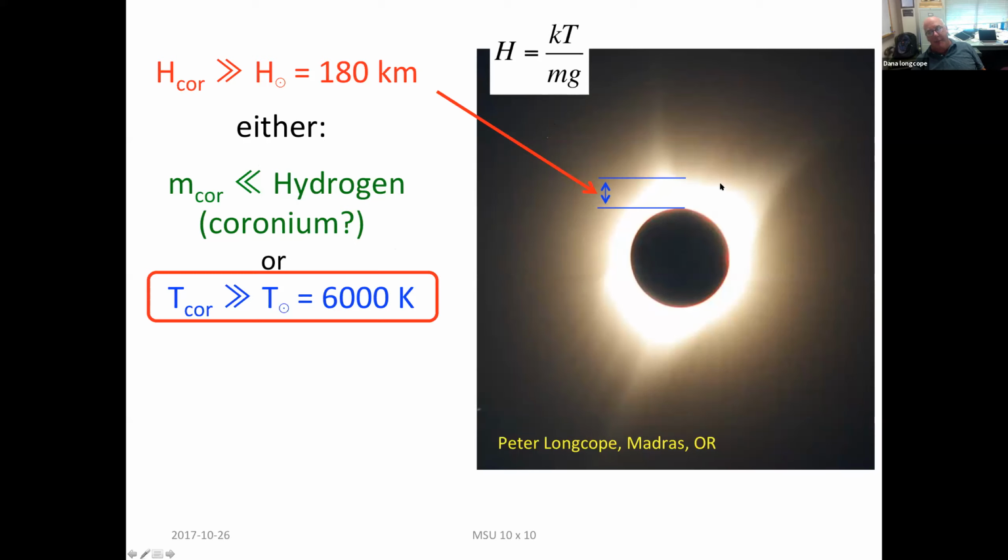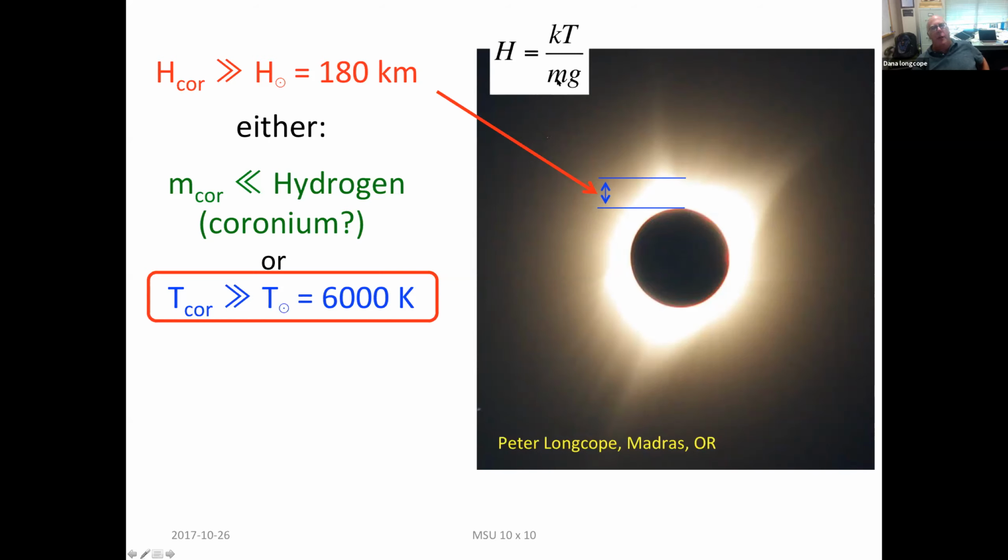Right? At the time, there was quite a distinct possibility that this thing was made out of a material that was much, much, much lighter than hydrogen. That the mass was much smaller than the mass of a proton. Now, to you, that sounds crazy because you know the periodic table, but they didn't have the periodic table.